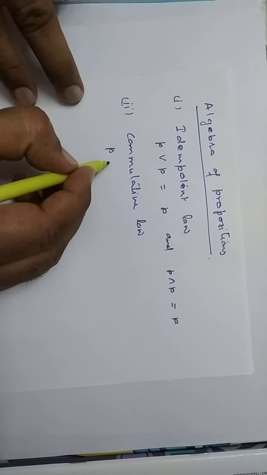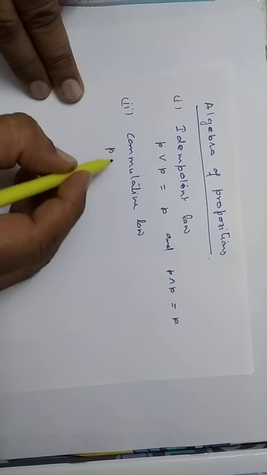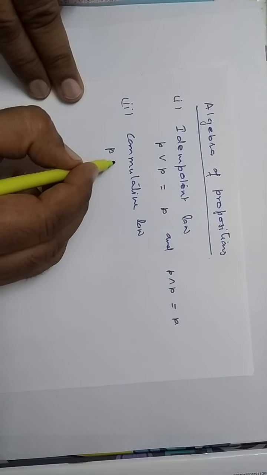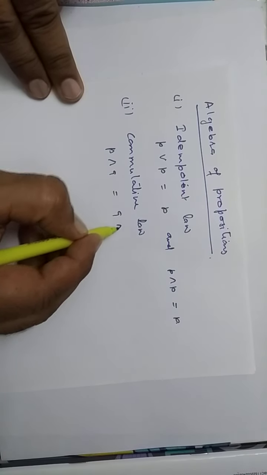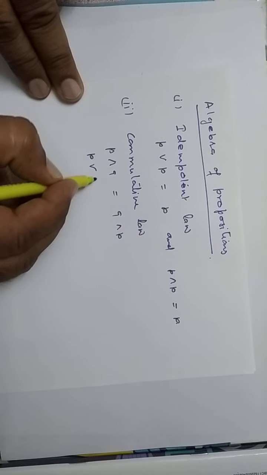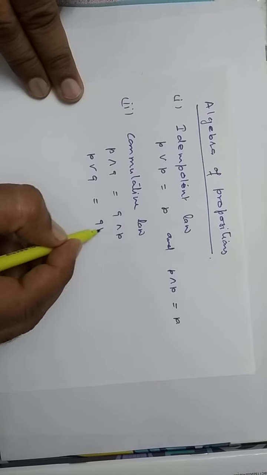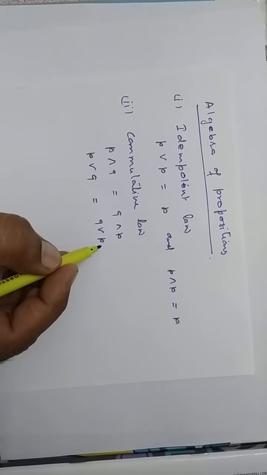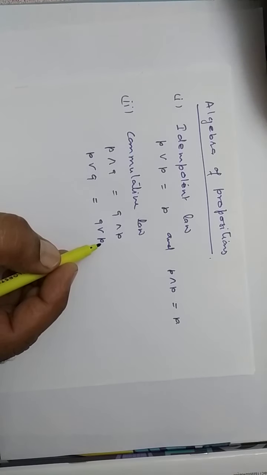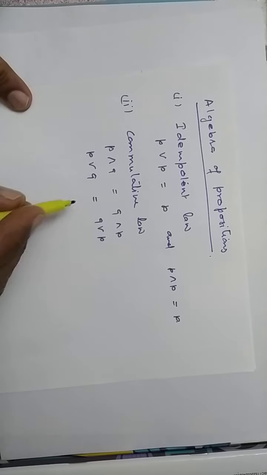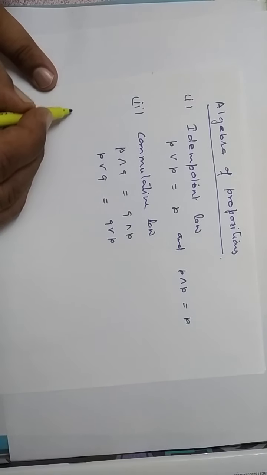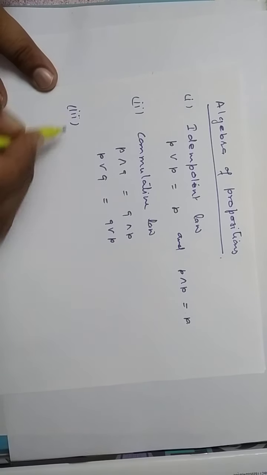If P and Q are two propositions, then P and Q is equal to Q and P, and P or Q is equal to Q or P. This is the commutative law. Both operations, meet and join, are commutative operations. Third one is associative.